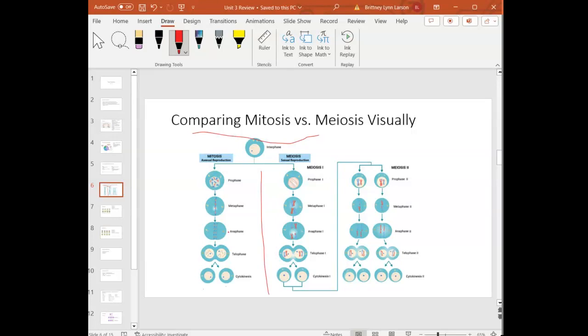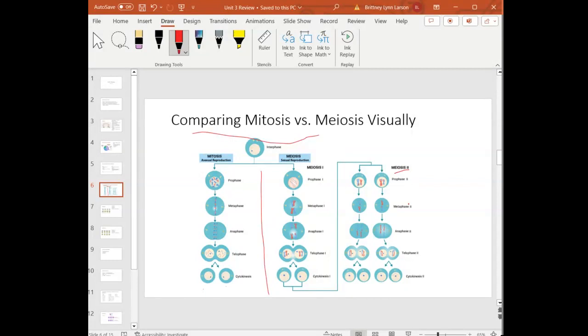If I see in anaphase my sister chromatids separate, but I have the full set of chromosomes, absolutely mitosis. If in anaphase 1 I see sister chromatids are not the ones separating, but my homologous pairs are, I am absolutely in meiosis. Or if I do see 2 cells with the chromatids separating, I am still in meiosis because I have 2 cells in meiosis too.